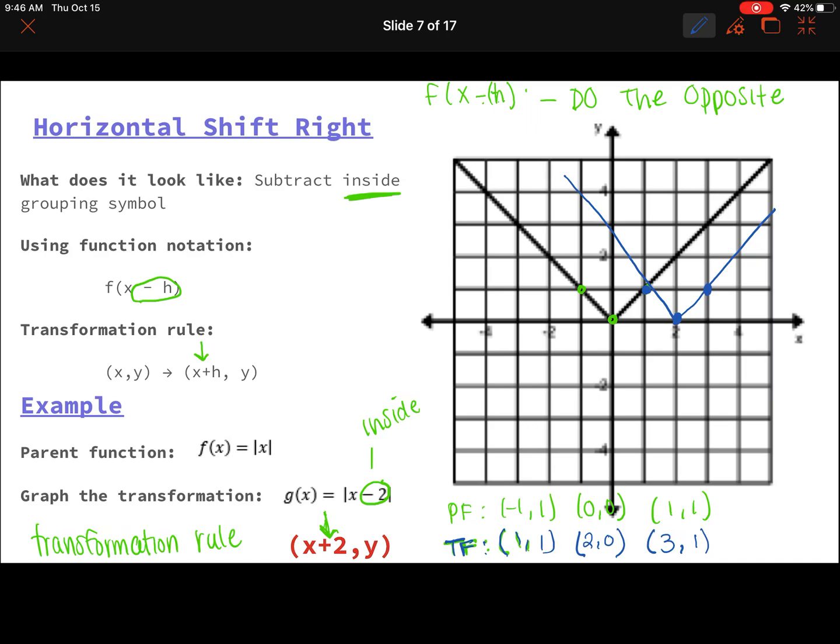Okay, so that's important. See here, we just shifted to the right 2. So what we really did is you can move your points over 2. You can do that, but looking at these points is a little bit easier. Okay? So this was horizontal shift right.